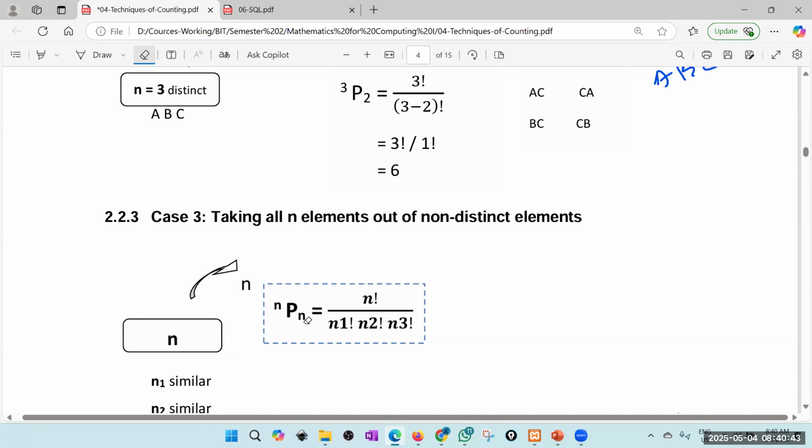N non-distinct elements, and if you take r elements, which is less than n, we did not cover that scenario because there's no simple formula for that. Okay. So for non-distinct elements, we only covered the scenario of taking all n elements. Taking all n elements, that is factorial n divided by factorial n1, n2, n3, the occurrences of the same elements.